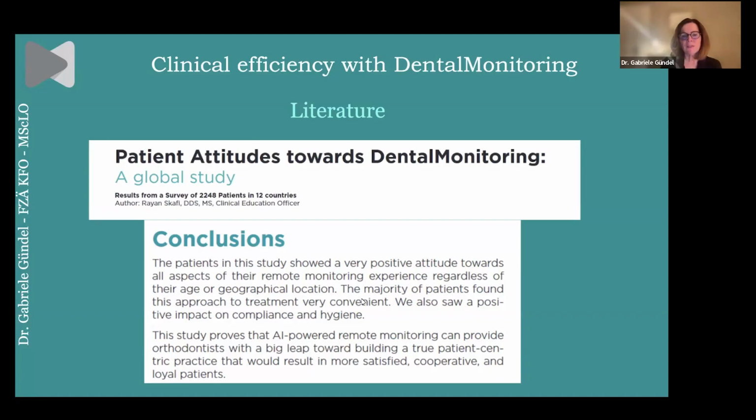The majority find it very convenient, and as we saw before, there is a positive impact on compliance and hygiene. So this study proves that AI-powered remote monitoring can provide orthodontists with a big leap toward building a true patient-centric practice that would result in more satisfied, cooperative, and loyal patients. And this I can really tell you, this is really a fact. We have a lot of really thankful patients. They love their scans.